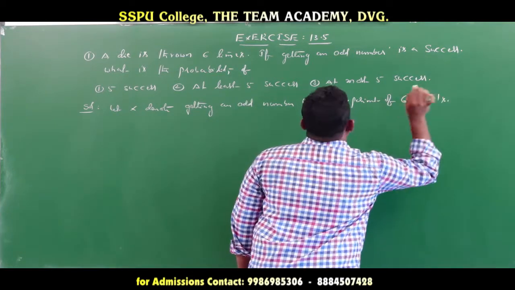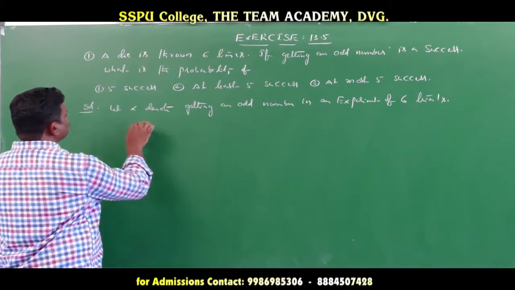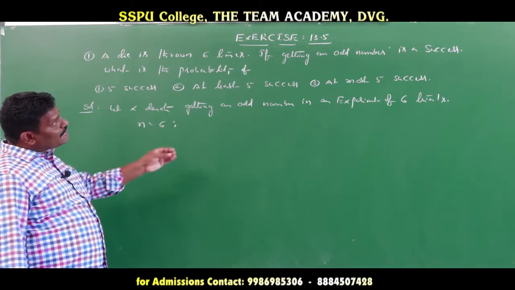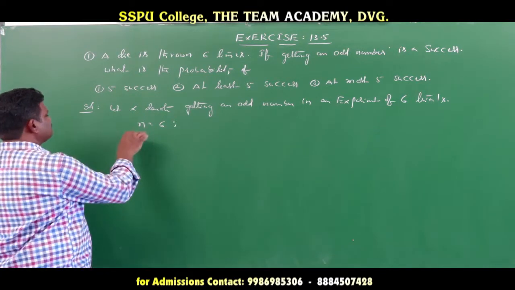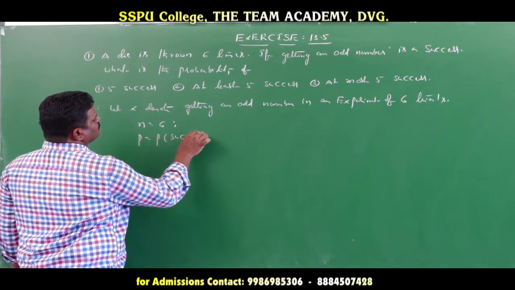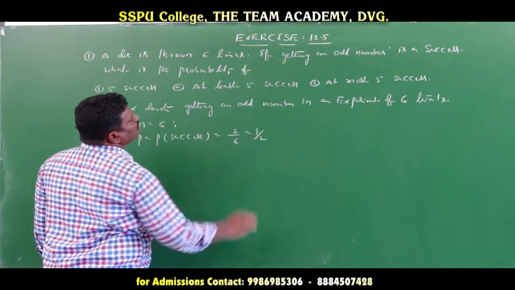6 trials. Okay? Here, how many times do you throw the die? 6 times. So N is equal to 6. Now here, getting an odd number is the probability of success. So P is equal to the probability of success, odd number, 3 by 6. That is equal to 1 by 2.